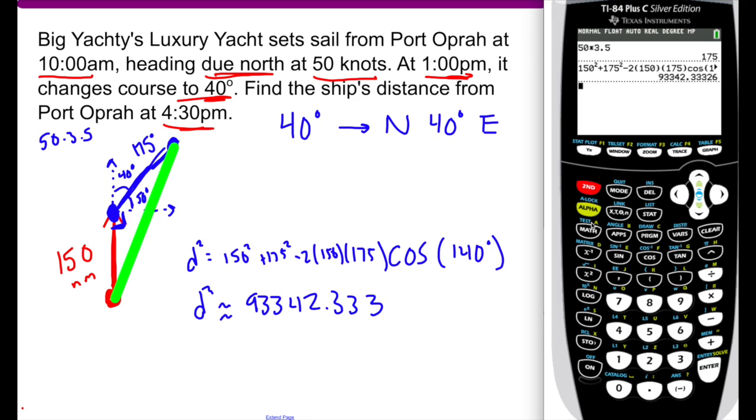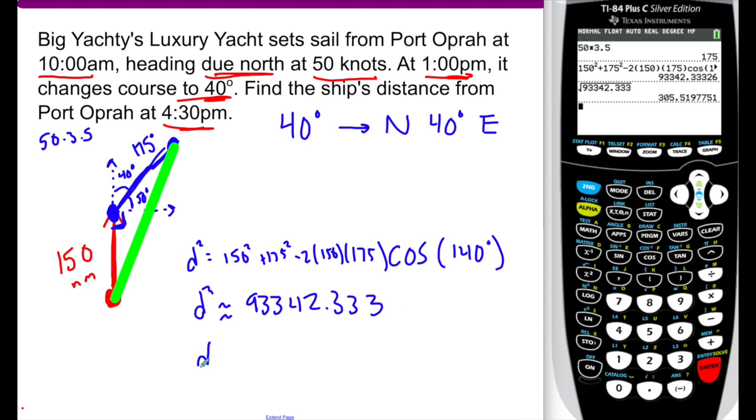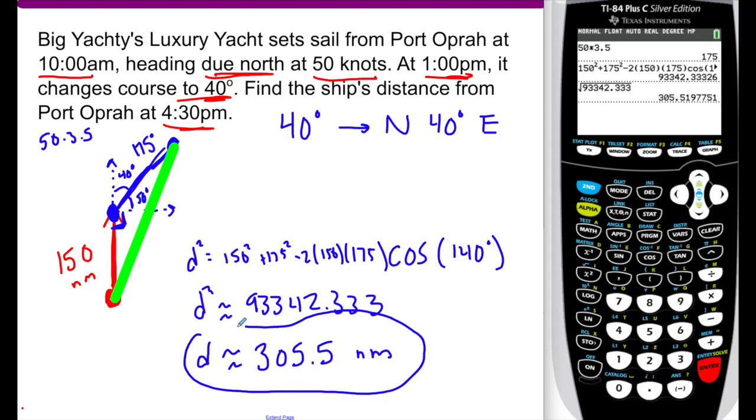You can either just plug the answer right in by doing second this to put the answer right in there, that's fine with me, or you can just type in the rounded version. Just make sure you're consistent. And so what I get is the distance is approximately equal to 305.5 nautical miles. That's the distance they are from Port Oprah at that time.